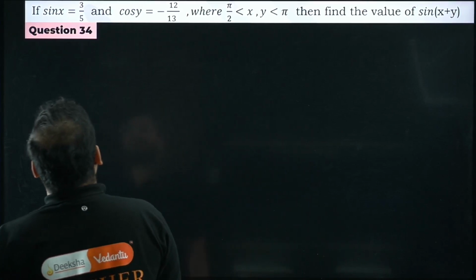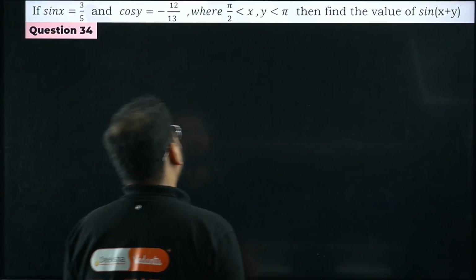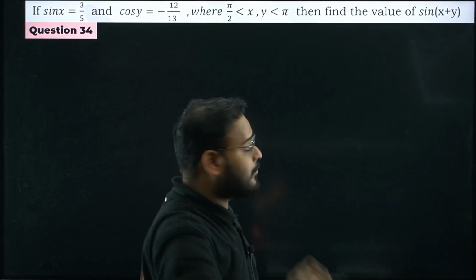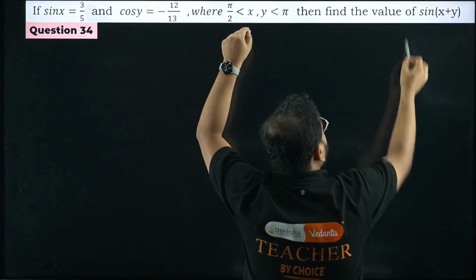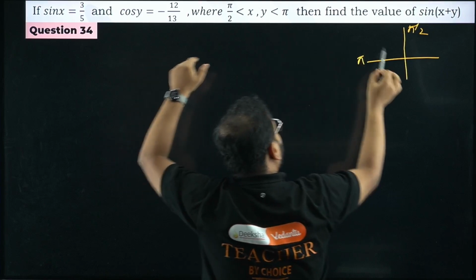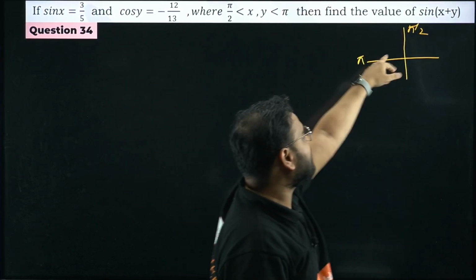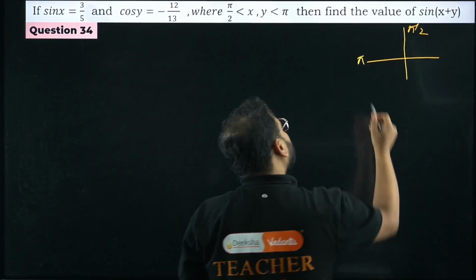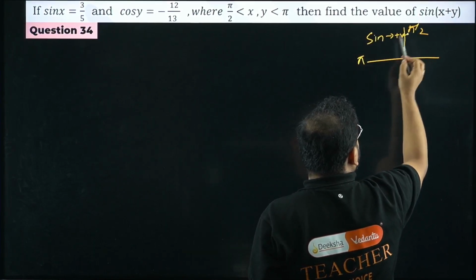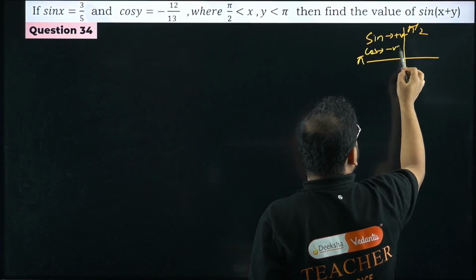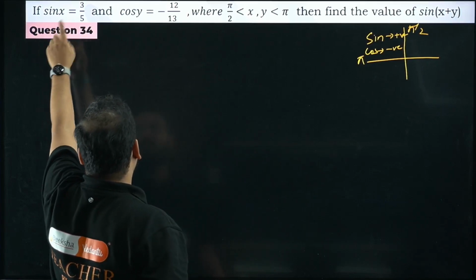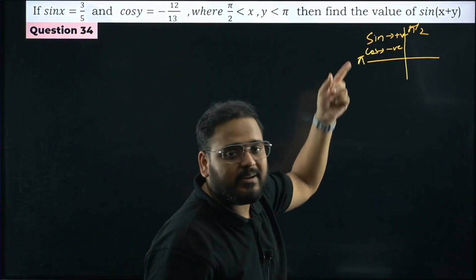Question number 34, we have sin x is 3 by 5, cos y is minus 12 by 13. They have given that x and y, both angles are in the second quadrant. Check this out, very important. Second quadrant. Why, sir? This is pi by 2, 90 degree, and this is pi. That's why both angles x and y are lying in the second quadrant. In the second quadrant, only sine is positive. What about cos? Cos will be negative. That's why you have cos y negative. So if you are writing cos x, it'll become negative only.